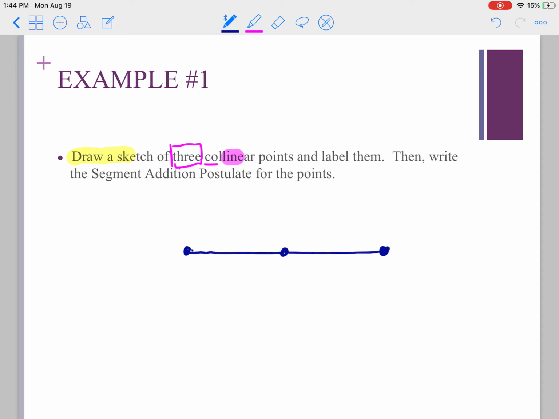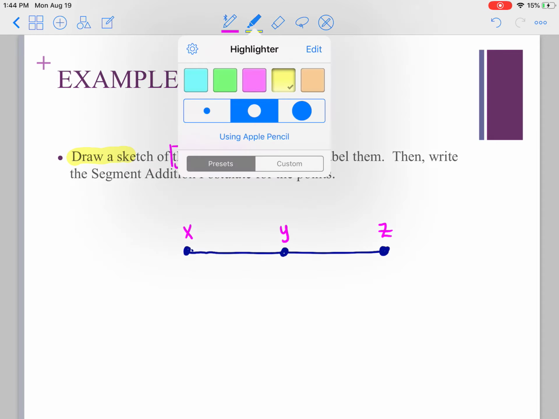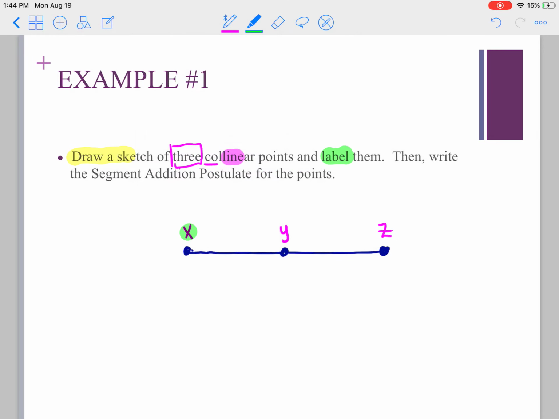Okay, and I can name them whatever I would like. It doesn't give me a specific name that I have to call them. So I'm going to call this X, this Y, and this Z. So there's point X, point Y, point Z. They're collinear. They're on the same line or line segment in this case. And so there's my labels. I've labeled them successfully.